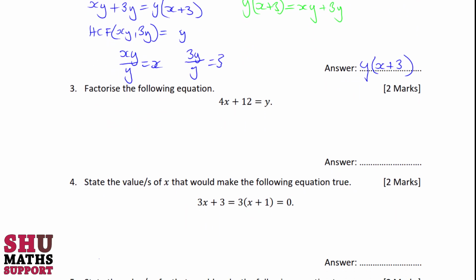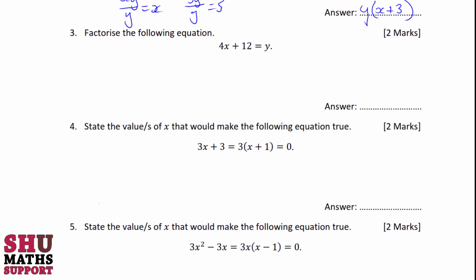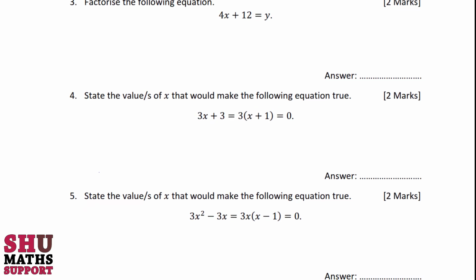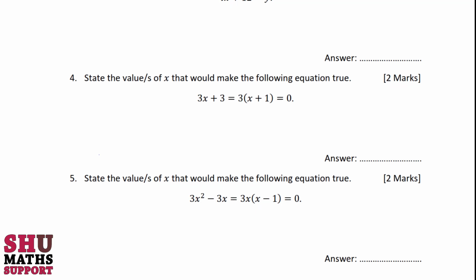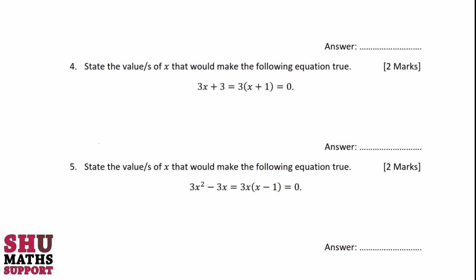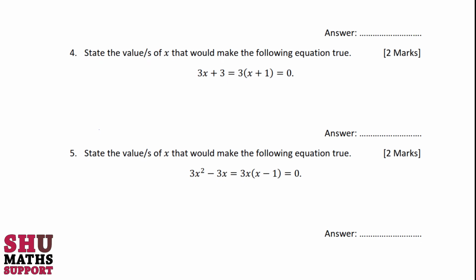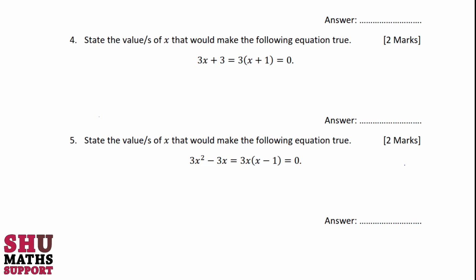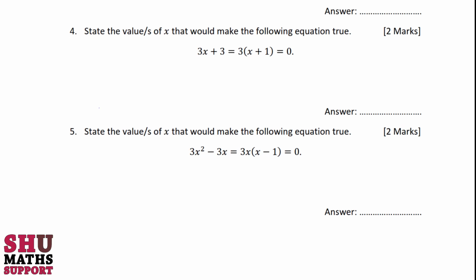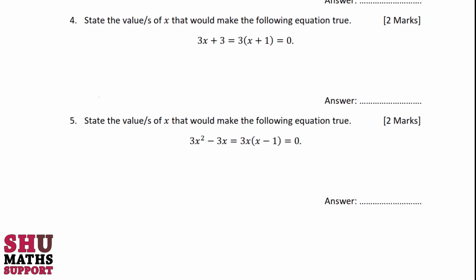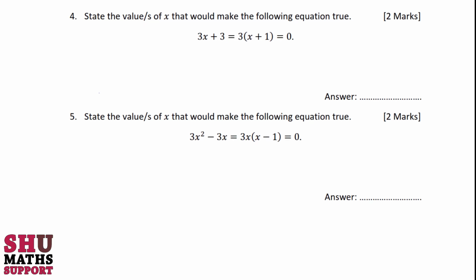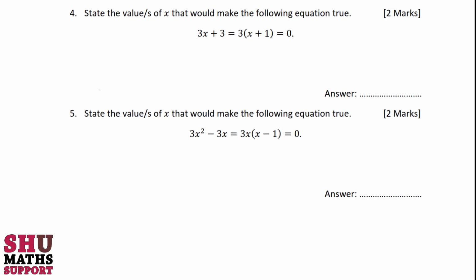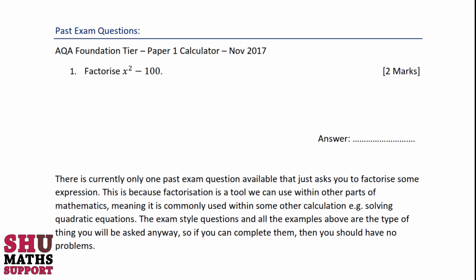Now the next few questions I'm going to leave for yourself to do, they're nothing too tricky, but questions 4 and 5 are slightly different. We haven't exactly gone through this. It gives you the factorized version of the expression and it makes that equal to 0. And it's wanting you to state the values of when that equation is true. So what values of x would make the equation true? So just have a little think about that. Don't spend too much time on it. If you do struggle and you really can't get it, then just look at the solutions and hopefully it should make sense. But let's move on to some past exam questions.